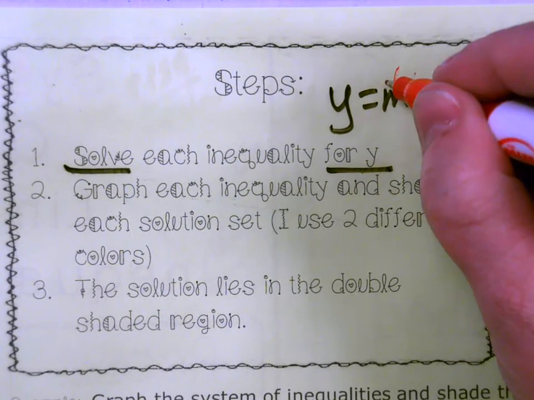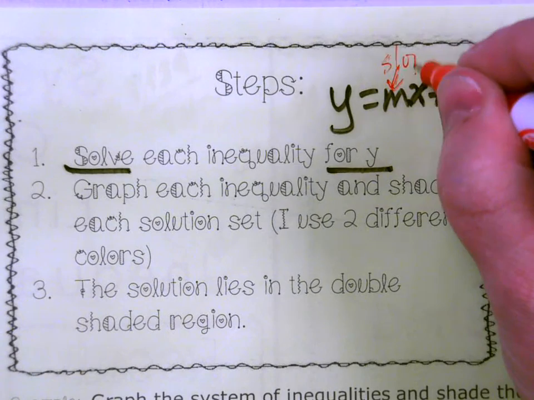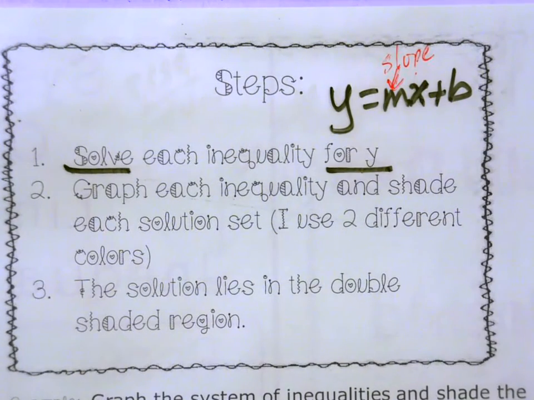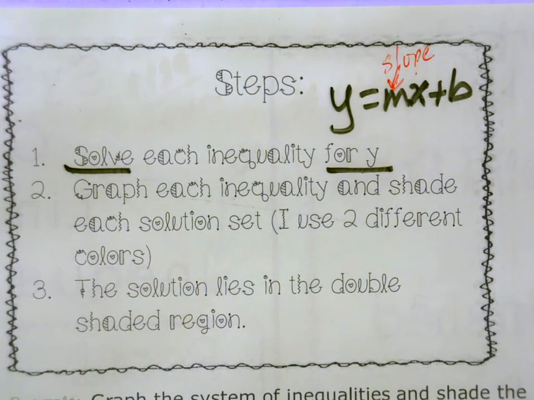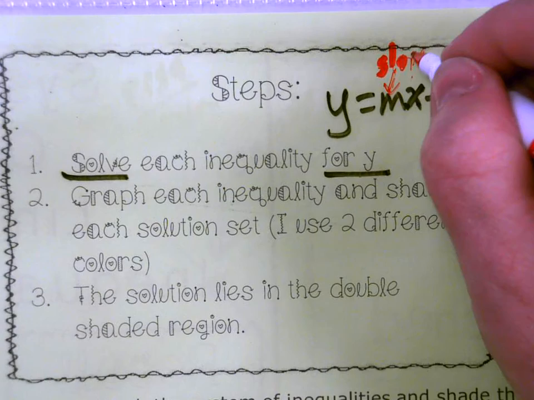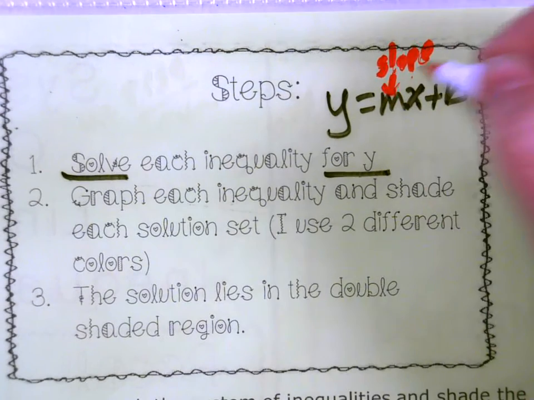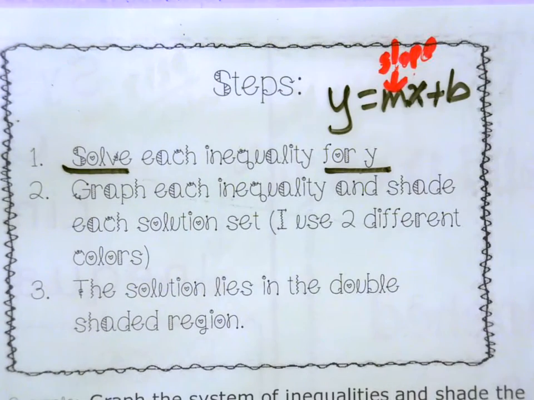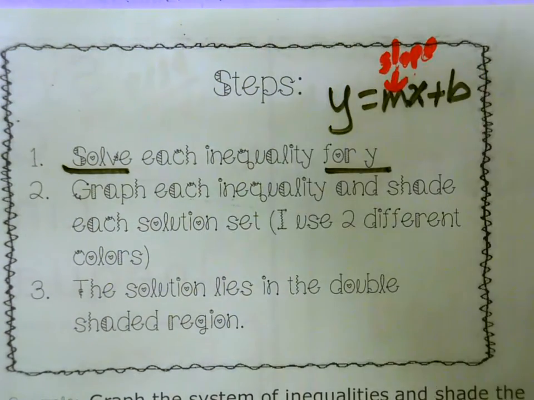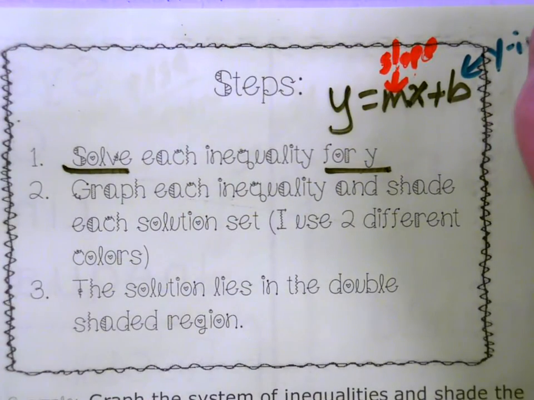What does the m stand for? Slope. And the b is what? The y-intercept. Yes, sir.